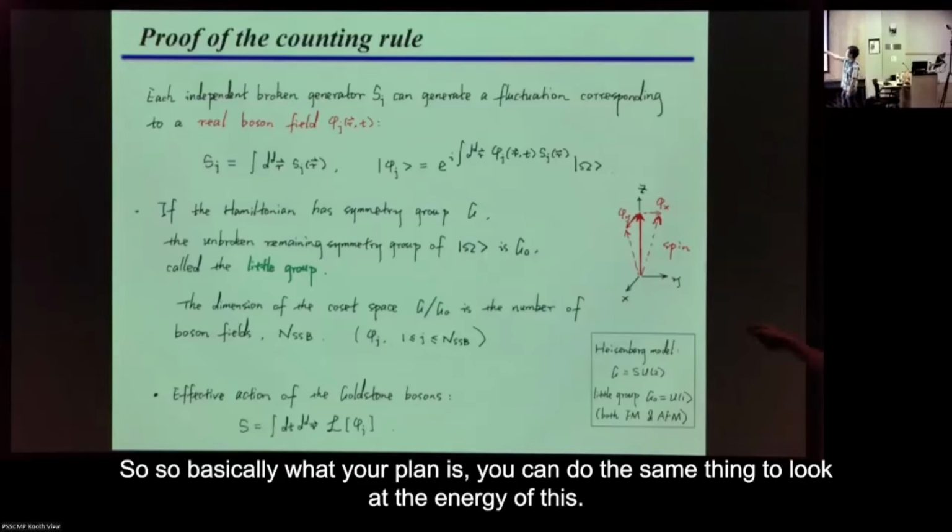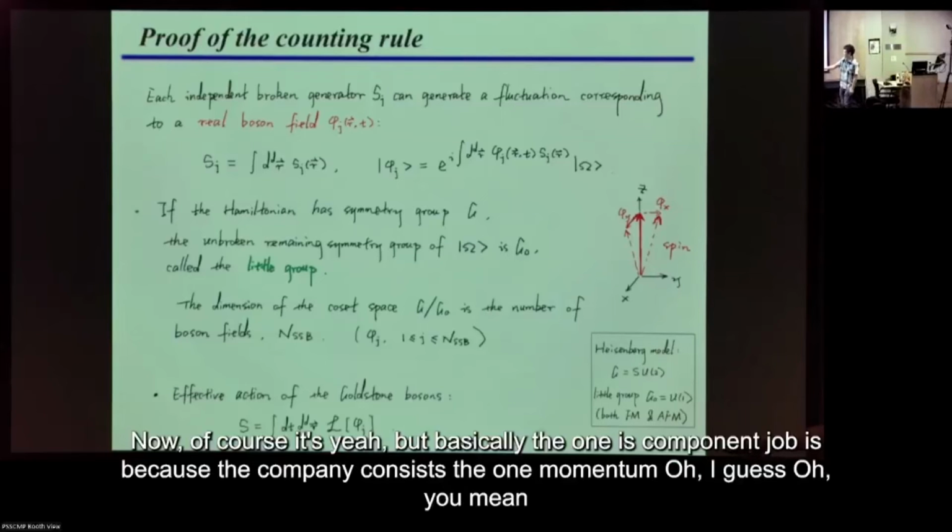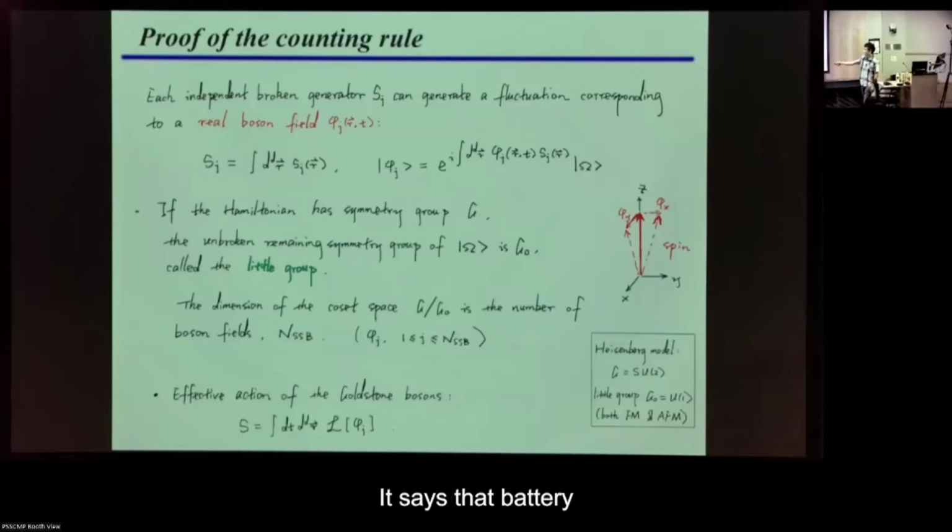And in general, we mentioned that for each broken generator, you can have a boson field corresponding to its fluctuations. So your effective action for the Goldstone bosons will be a Lagrangian of all these boson fields, which have a total number n_SSB.